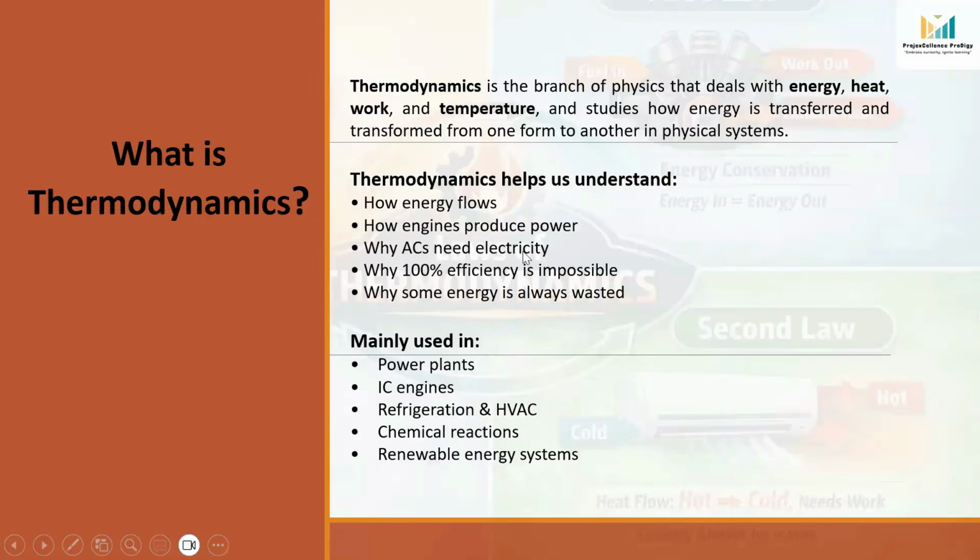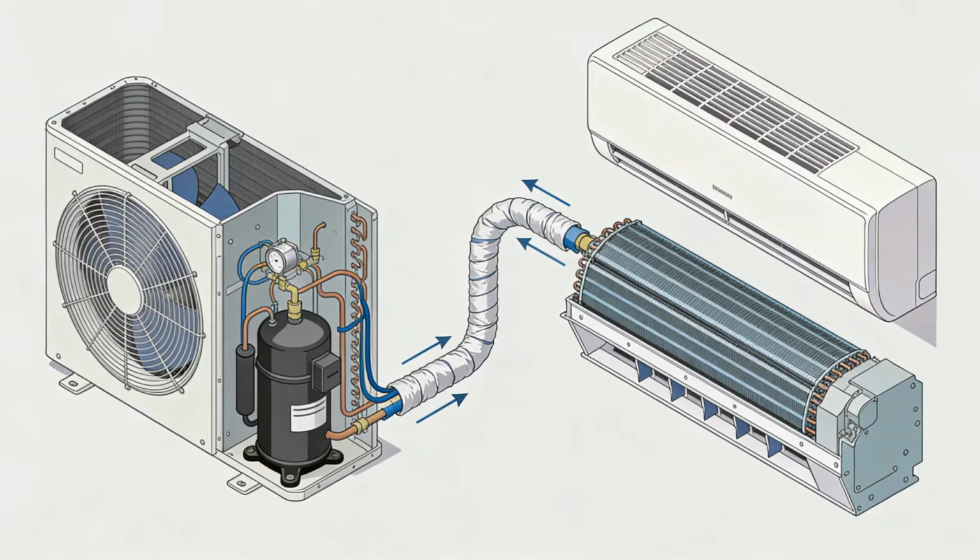Next, let's talk about air conditioners. What does an air conditioner do? It removes the heat from your room and throws it outside. But it cannot do this on its own. That is why air conditioners need electricity. Here, thermodynamics tells us that heat cannot flow from a cold place inside to a hot place outside without external work. So you need some external work, and that is provided by electricity.